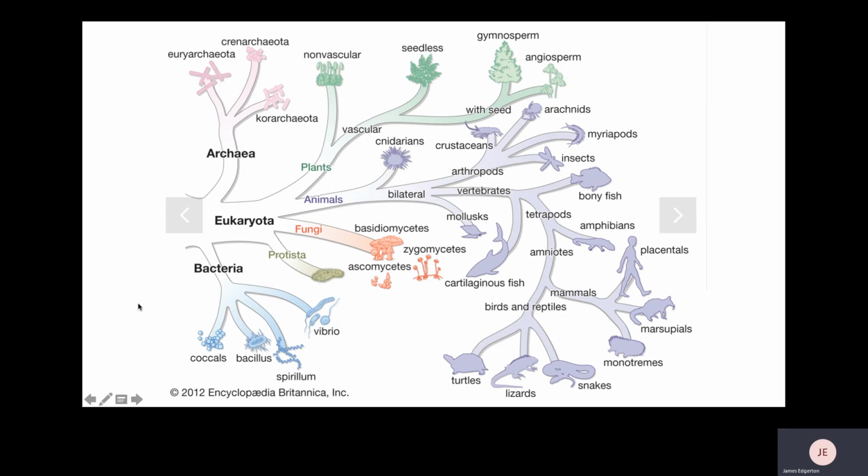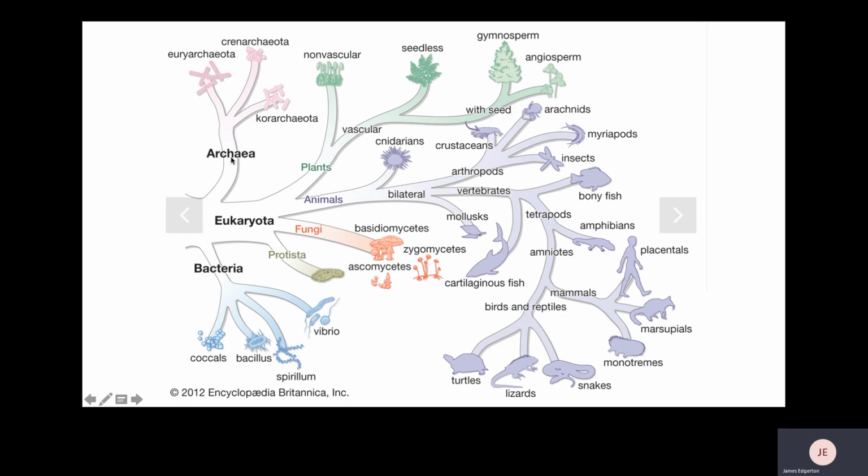And here they are in this cladogram. The protists can do photosynthesis. They can absorb nutrients. They can consume food. And again, all different types of eukaryotic protists exist, and they're very, very diverse. And this is one of the kingdoms right here, the protists.